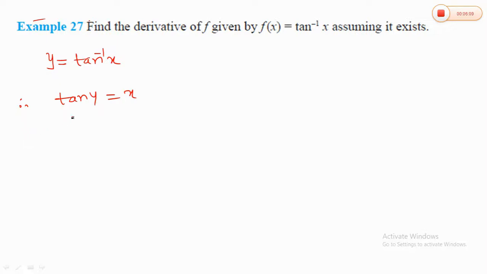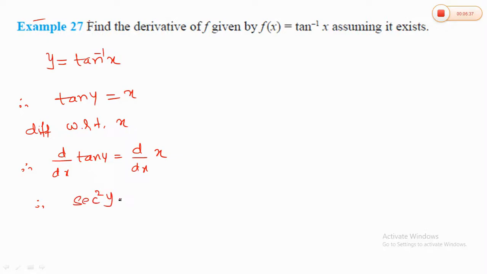So now differentiate. Now it is implicit, so differentiate with respect to x. That is d by dx of tan y equal to d by dx of x. The usual procedure is there, the same procedure for all the six. So the derivative of tan is sec square y, the derivative of y is dy upon dx, and this equals 1.